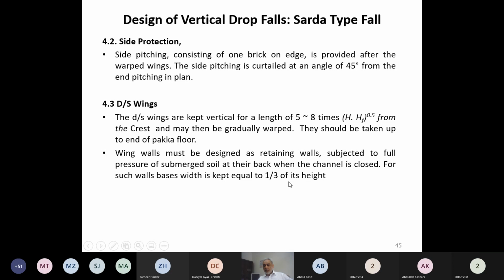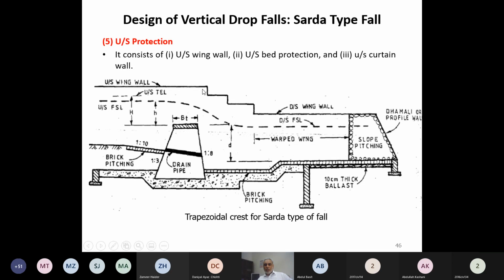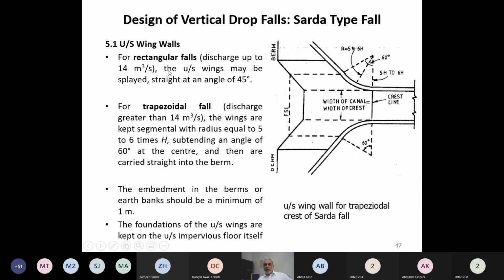So just a guideline: base width should be 1/3 of the height of the wall. So upstream protection, similar to the downstream protection, there are upstream protections required, which include wing walls, bed protection, and how many curtain walls will be required on the upstream side.